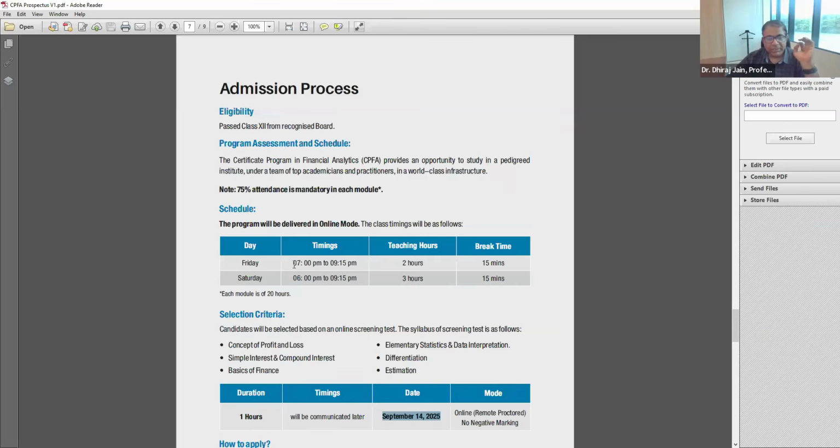On Friday, the classes will be held from 7 o'clock to 9:15 p.m. Teaching will be for 2 hours, and the break time is 15 minutes. So on Friday you'll have 2 hour sessions. On Saturday you'll have 3 hour sessions, 6 p.m. to 9:15 p.m. The teaching time is 3 hours, and the break time is 15 minutes. So every week we will be covering 5 hours. That means 20 hours means 4 weeks. In 4 weeks we will cover one module, and in this way we have 8 modules to cover. So it will not be 8 months.